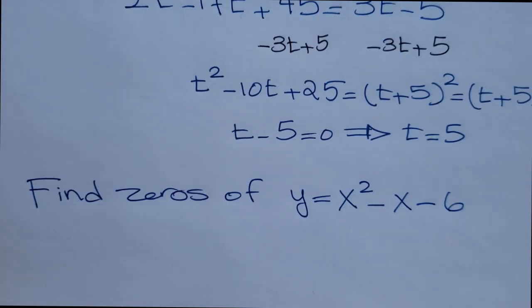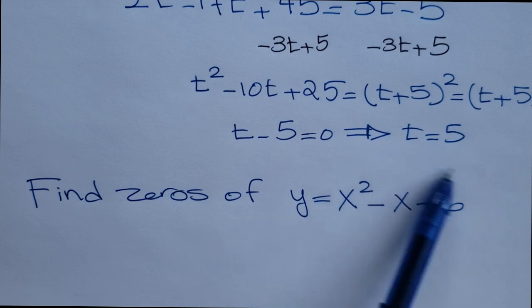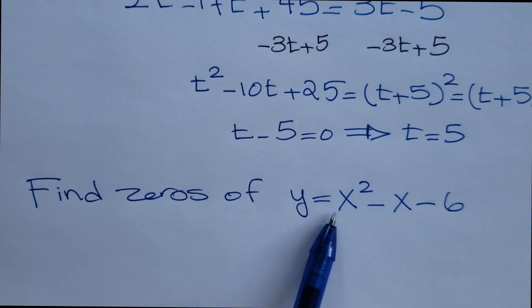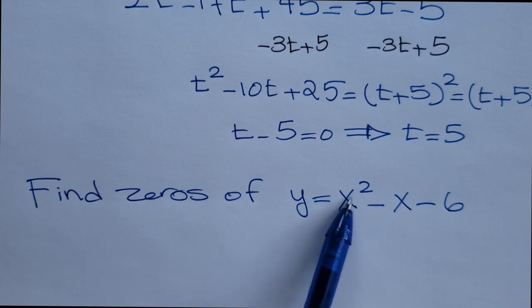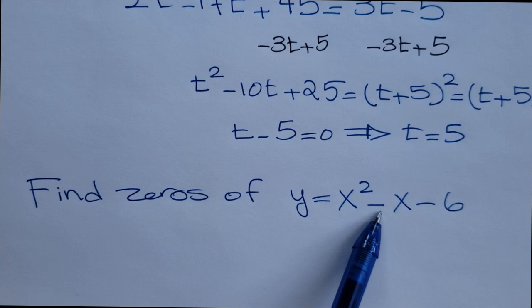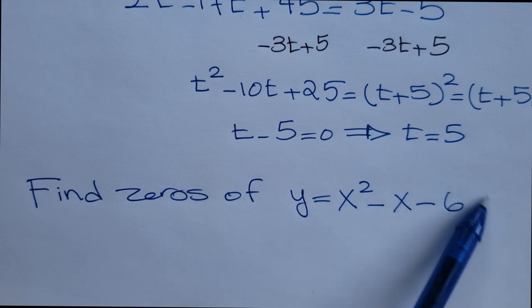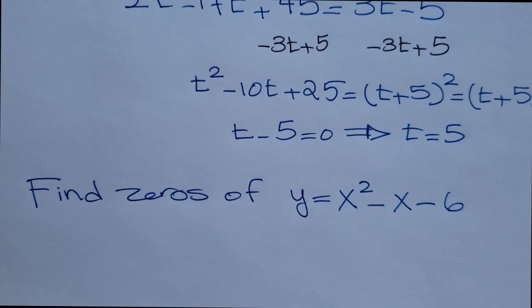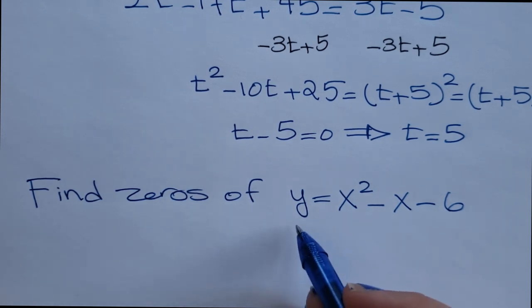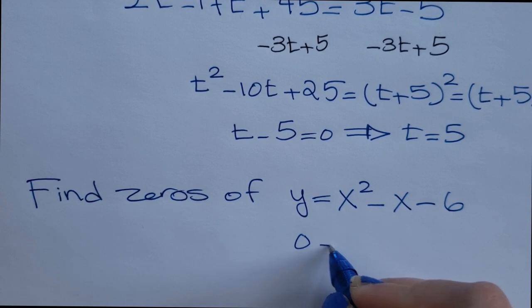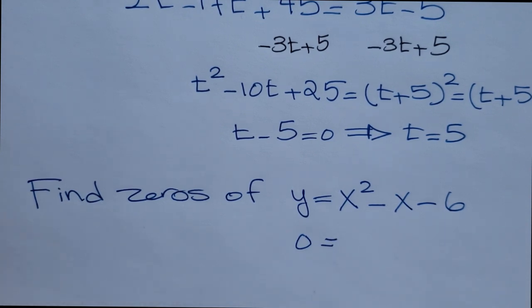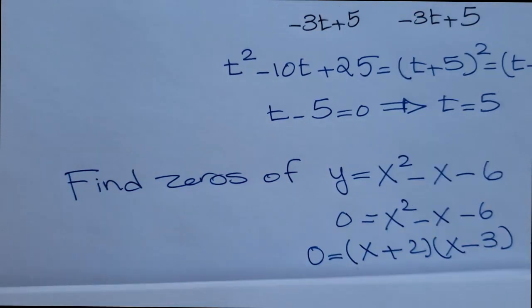Let's do one more example. Let's say we want to find the zeros of this expression. The expression is y equals an algebraic equation, quadratic, because the highest power is 2. The coefficient of x squared is 1, the coefficient of x is -1, and the constant is -6. If we want to find a zero, that means y is equated to 0, right? We want to find the values of x which make this expression equal to 0.